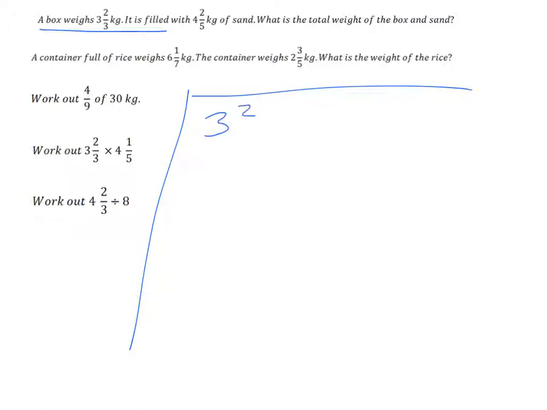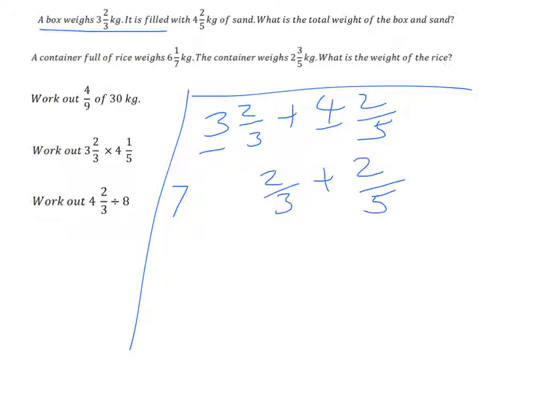So I've got 3 2/3 plus 4 2/5. I want to take the 4 and the 3 and add them together to give me 7. And I've got 2/3 plus 2/5. Can't add fractions together unless the denominator, the bottom number, is the same. So I'm going to change this into 15 because 3 and 5 both go into 15.